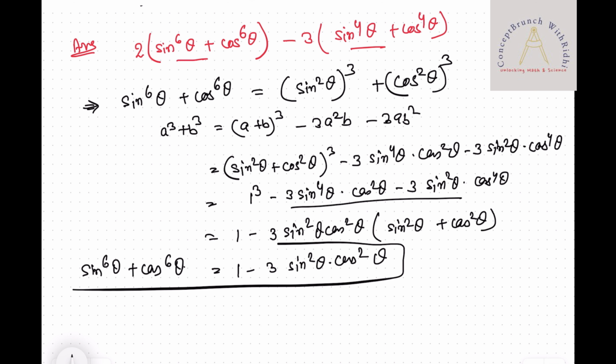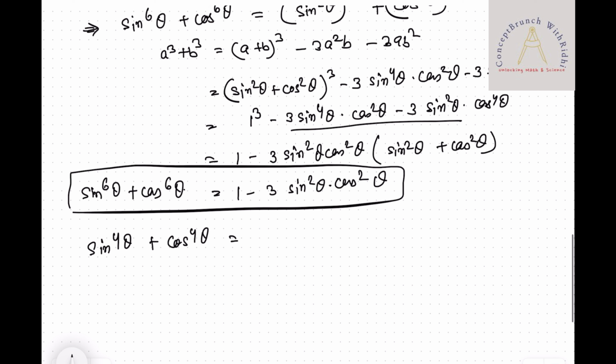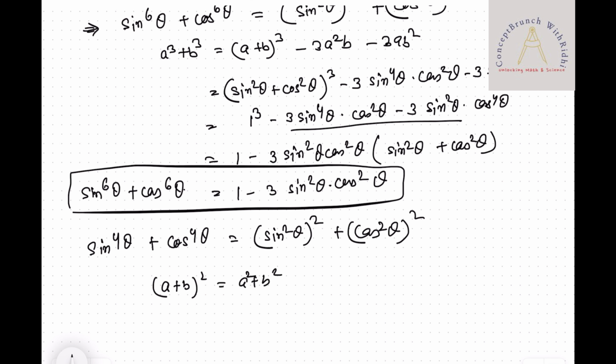Okay, let's find out the other part. What is that? Sine to the power 4 theta plus cos to the power 4 theta. We'll do it in the same way. Can we write like that? Sine square theta whole to the power square plus cos square theta whole to the power square. We know the formula a plus b whole square is a square plus b square plus 2ab, right? We need the value of this. So can we write like that? A plus b whole square minus 2ab is equal to a square plus b square. Let's do this now.